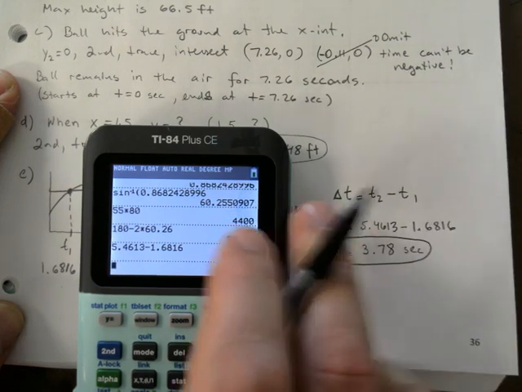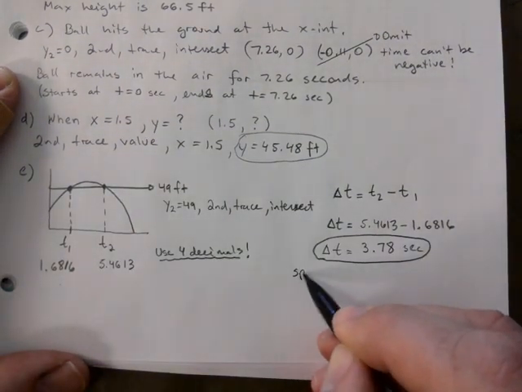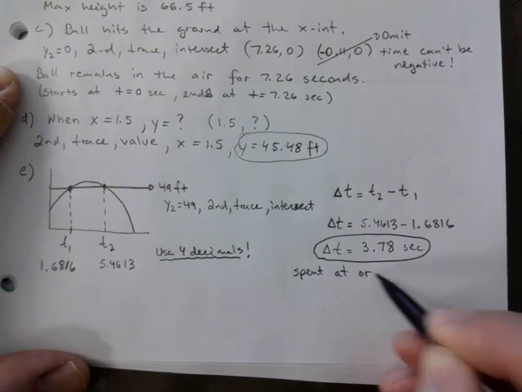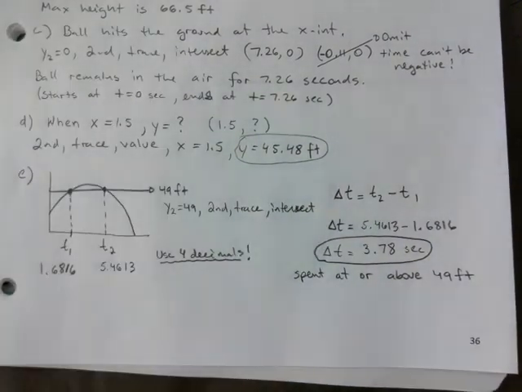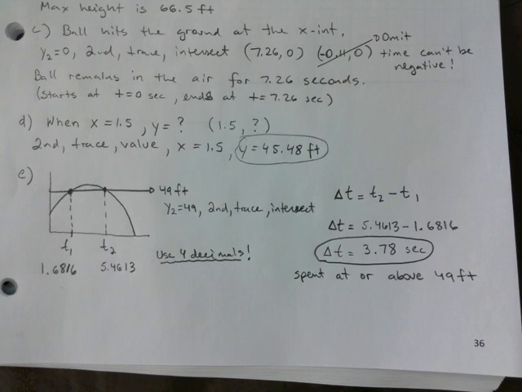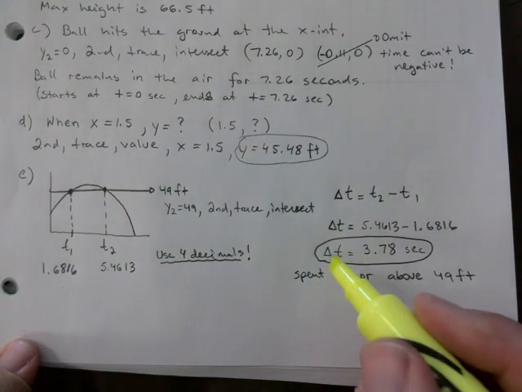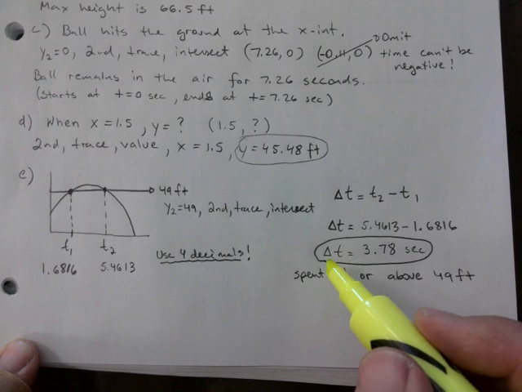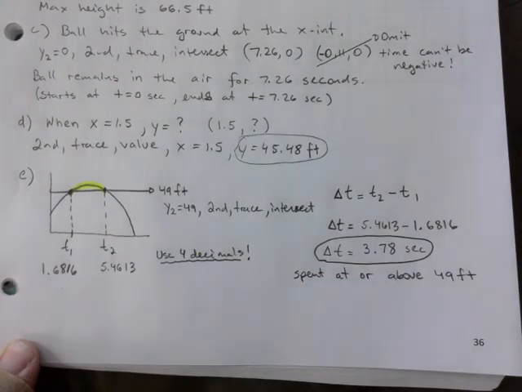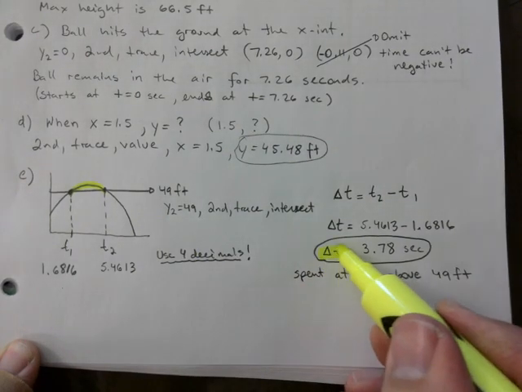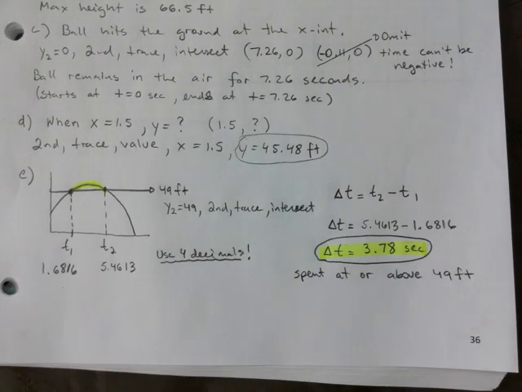This is time spent at or above 49 feet. If you have a highlighter, I want to right away use this for something else as well. So you highlight this yellow highlighted stretch. That's the time you just found. Okay, you found the time that the ball spent at or above.